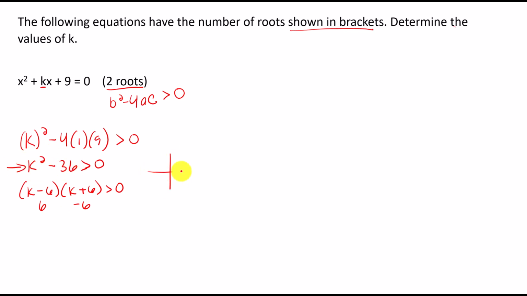So if I look at this, and you can pretend that this k is x to look at it, we know that it crosses at 6 and negative 6. And in this case, because that's a positive k squared, it's going to open up. So it's going to look something like that. And we are asked for where is it greater than 0. So here and here. So we actually have to write this answer as when k is less than negative 6, or when k is greater than positive 6.